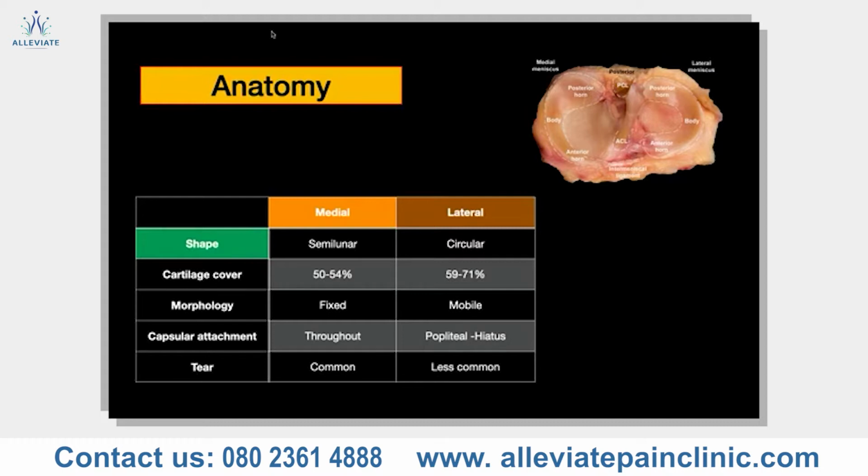and hence it is a very fixed structure. When compared to this, the lateral meniscus is completely circular in shape and a little mobile. A tear in the lateral meniscus is less common compared to the medial meniscus, because the medial meniscus is more fixed and attached circumferentially to the capsule.